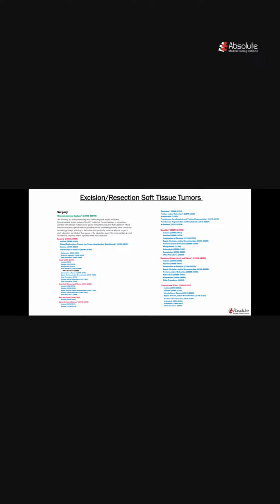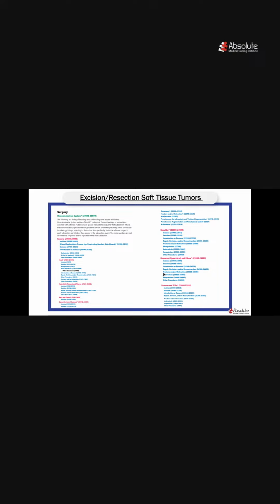So let's kick things off with the musculoskeletal system topics, and we will first go through the excision and resection of the soft tissue tumor guidelines. You will notice that these procedures are not just in one place. Instead, you will find them organized under each anatomy section like head, neck, and other anatomical areas, so they apply to all these areas. Today we are generally going to go through the general guidelines.